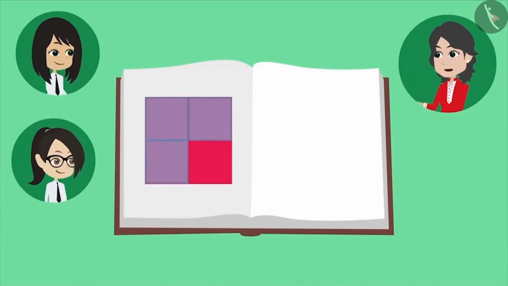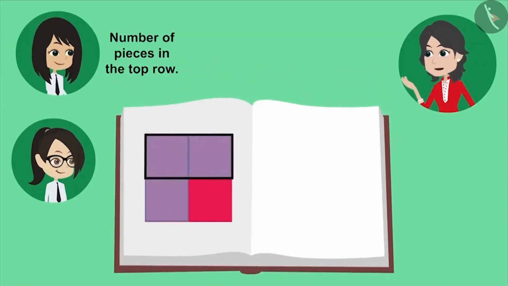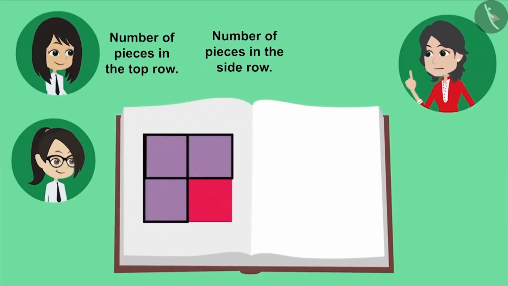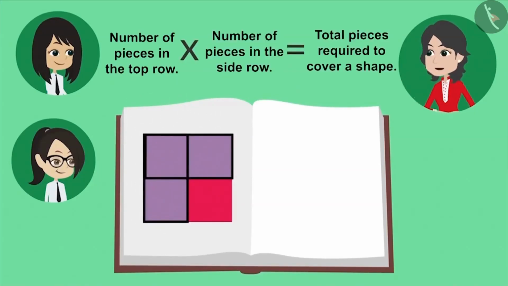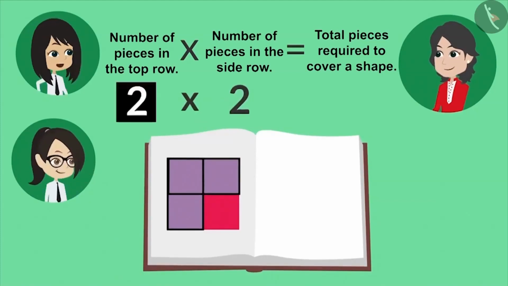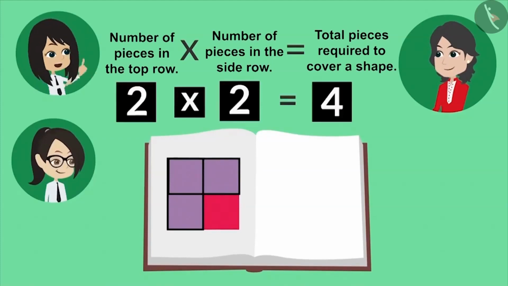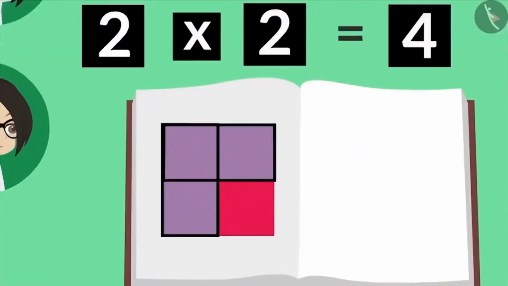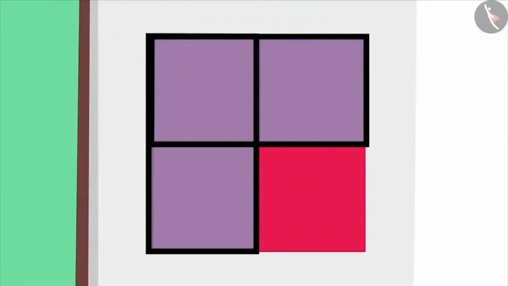You both are right. Now we will multiply the number of pieces placed in the top row by the number of pieces placed in the side row. This will tell us how many pieces will be required to cover this shape. That means to know how many pieces will be required to cover this shape, we have to multiply 2 by 2. Am I right? Yes. Multiplying 2 by 2 will give us 4. That means 4 pieces are required to cover this shape. Yes.